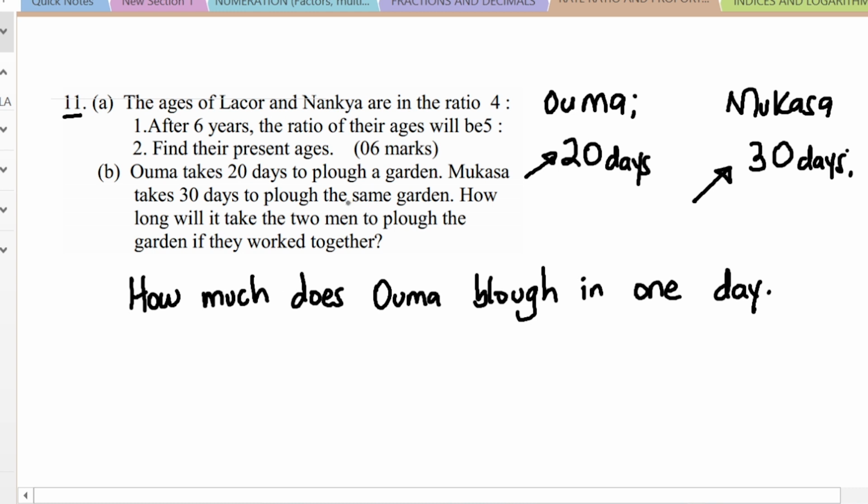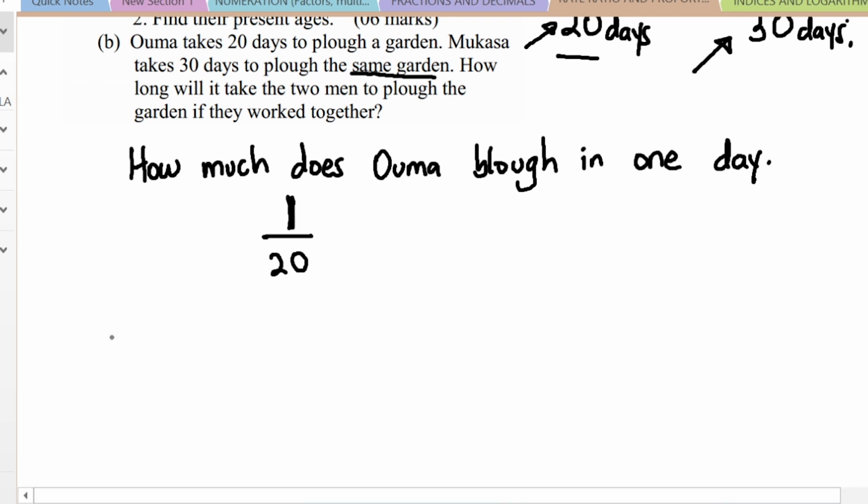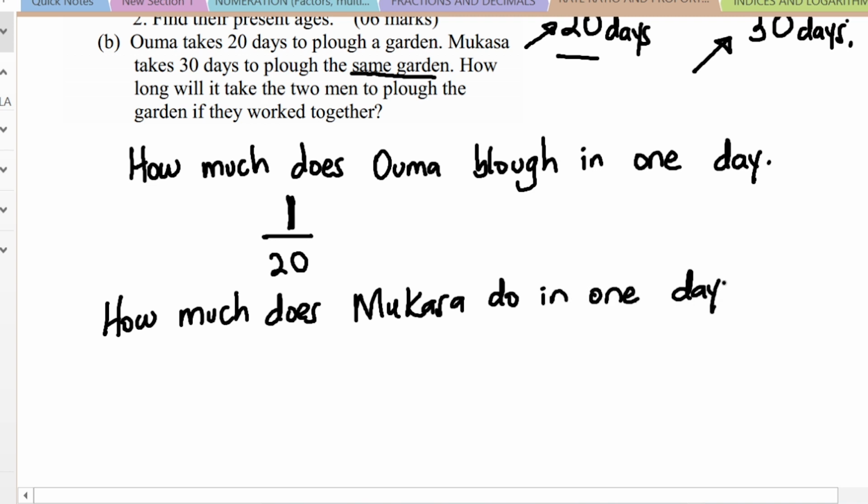So let's say the garden, they are talking about the same garden, is represented by 1. For us to get how much Ouma does in one day, we take the size of the garden divided by the number of days Ouma takes, which is 20 days. We ask ourselves the same question: how much does Mukasa do in one day? Same story. It's 1, the garden, divided by the 30 days Mukasa takes. So 1 out of 30, so that we're able to get how much he does in one day.